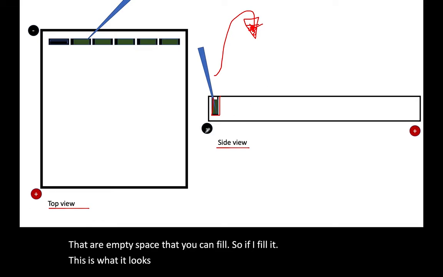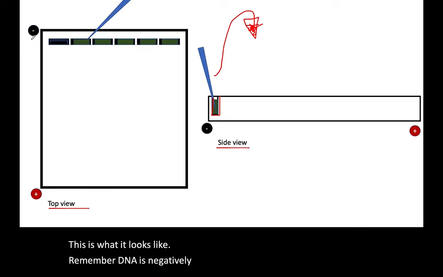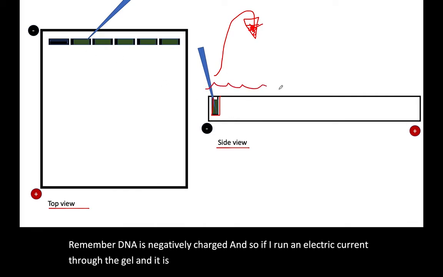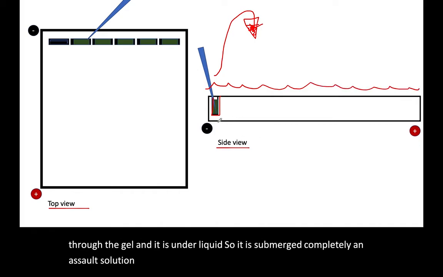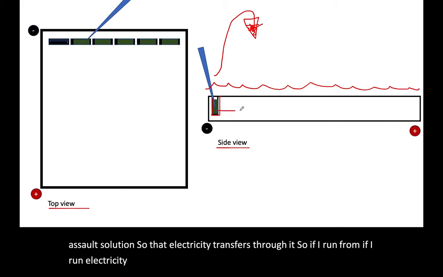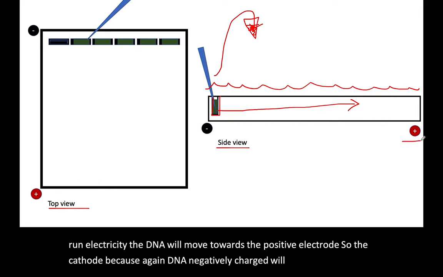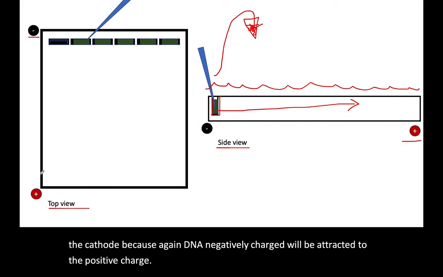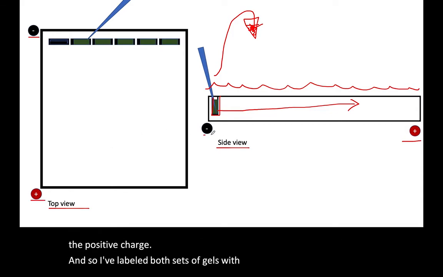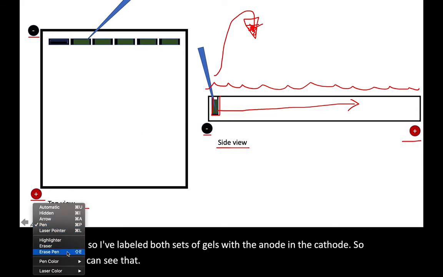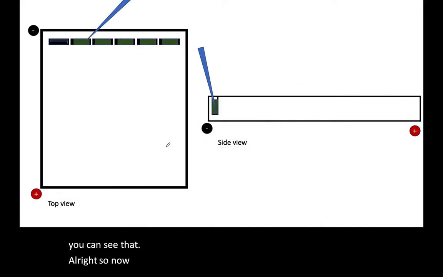Okay, remember, DNA is negatively charged, and so if I run an electric current through the gel, and it is submerged completely in a salt solution, so that electricity transfers through it, the DNA will move towards the positive electrode, because again, DNA negatively charged will be attracted to the positive charge. And so I've labeled both sets of gels with the anode and the cathode so you can see that. All right. So now let's run the gel. So now I filled all of the wells.